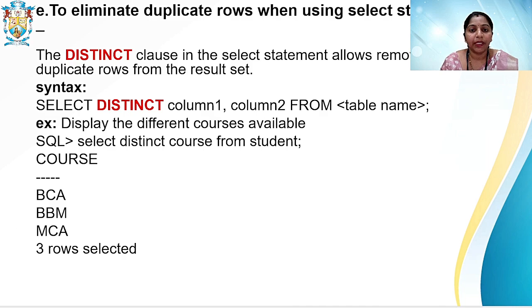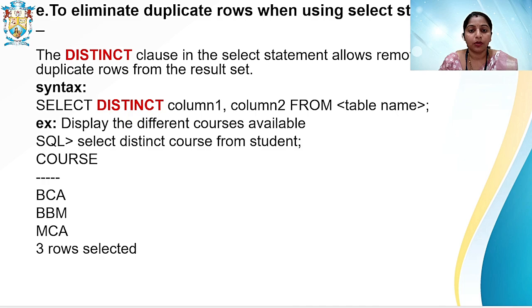Next, to eliminate duplicate rows using the select statement. If we have repeated values, we discard the repeated values and take only the unique values, which will be displayed. The distinct clause in the select statement allows removing the duplicate rows from the result set. When we use the keyword distinct along with select, the values which are distinct will be displayed. Here we'll see the syntax.